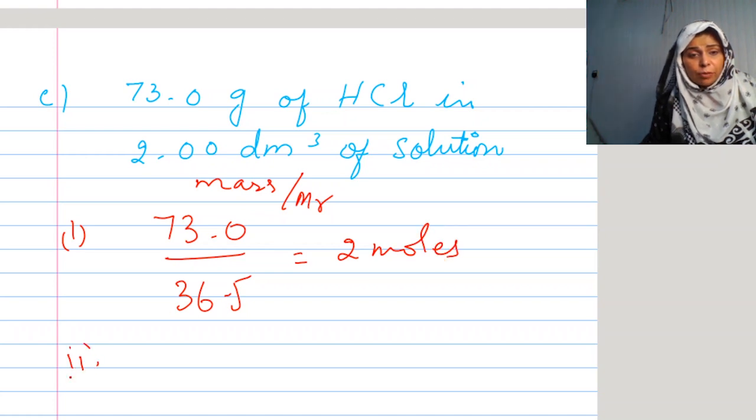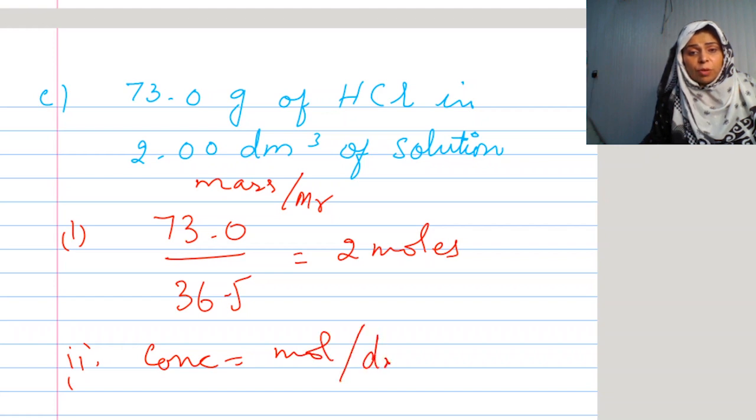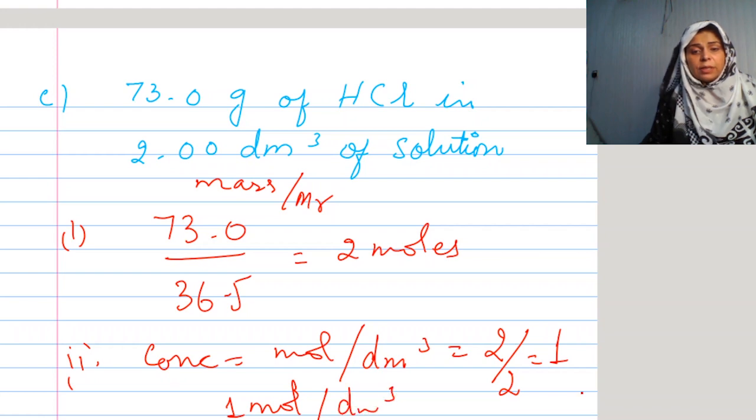Okay, second step, we have to calculate the concentration, mole per decimeter cube. The answer is moles 2 divided by volume 2. Answer is 1 mole per decimeter cube.